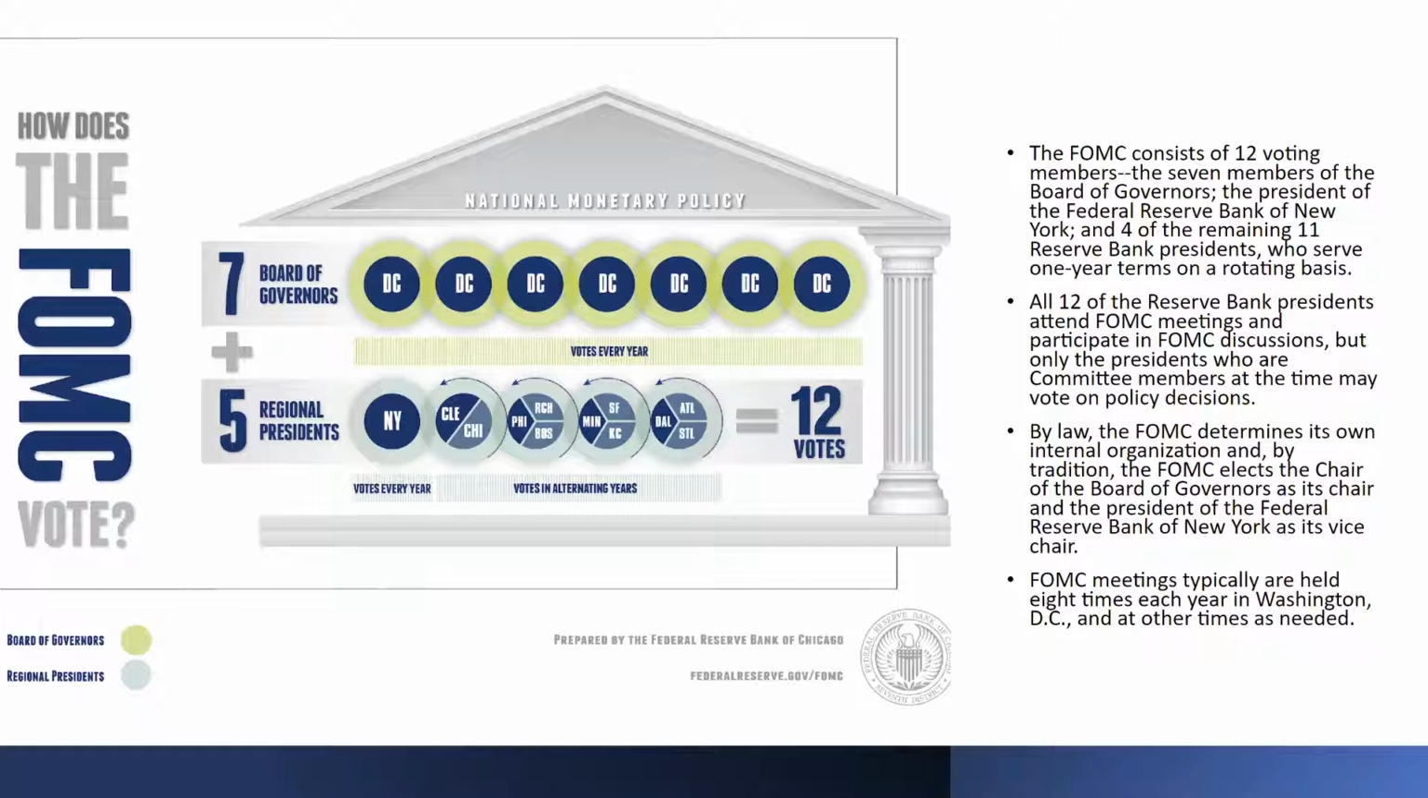Now, by law, the FOMC determines its own internal organization, meaning Congress can't determine it, the president can't determine it. This is why it's considered to be independent. But by tradition, the FOMC elects the chairman of the Board of Governors as its chair as well. And then the president of the Federal Reserve Bank of New York acts as its vice chair. Now, the FOMC meetings are typically held 8 times each year. It can be more. And they meet in Washington, D.C., and at any other time that they feel is necessary.